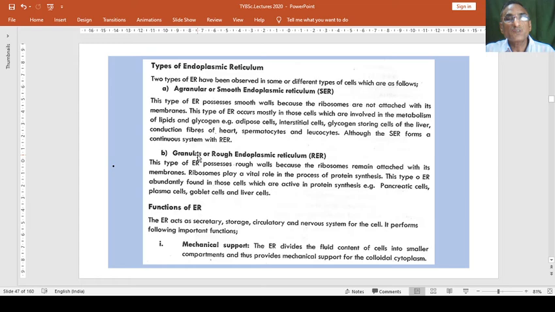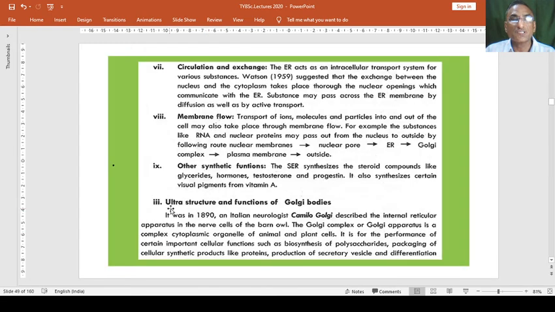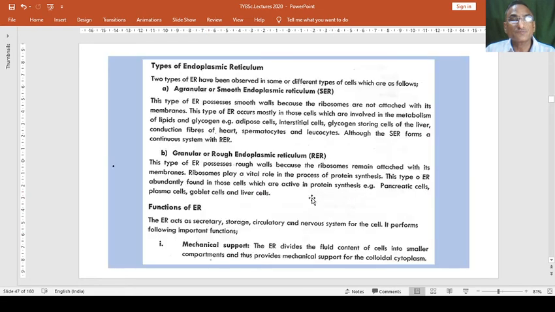So, the functions of endoplasmic reticulum. As previously we have discussed, the endoplasmic reticulum acts as secretory material, therefore they form vesicular sacs. Then storage, then circulatory and nervous system for the cell. It performs the following various functions. First, mechanical support.